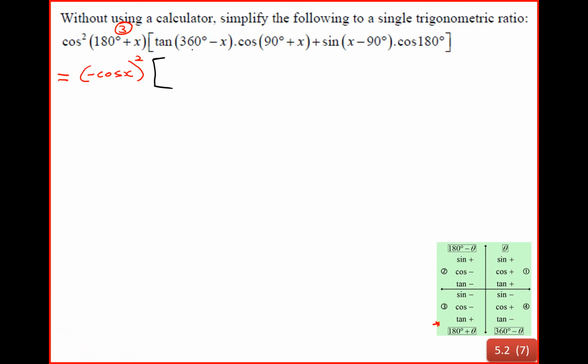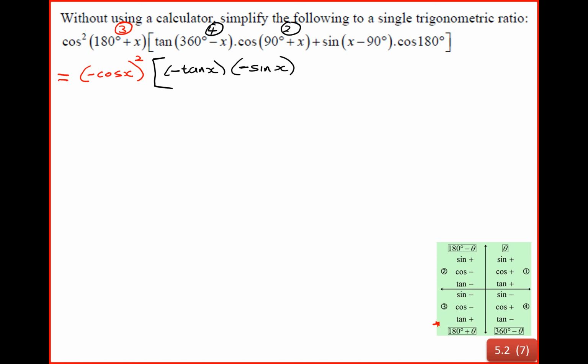Now we have tan of (360 minus x). Now 360 minus x is in the fourth quadrant, and if we check in the fourth quadrant, tan is negative. And then we have cos of (90 plus x). Now 90 plus x is in the second quadrant. Cos is negative, but 90 plus x is a complementary angle, and the co-ratio of cos is sine, and that changes to sine x.